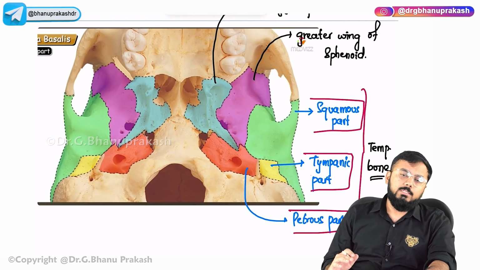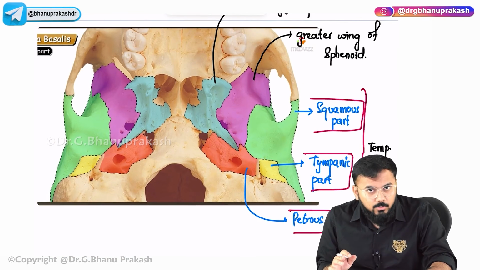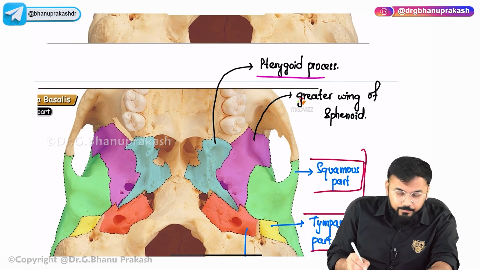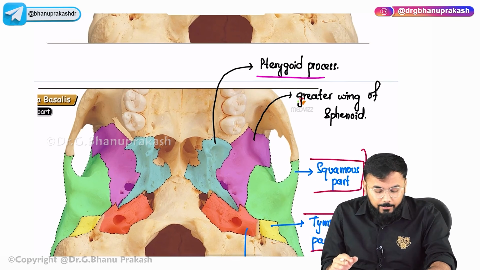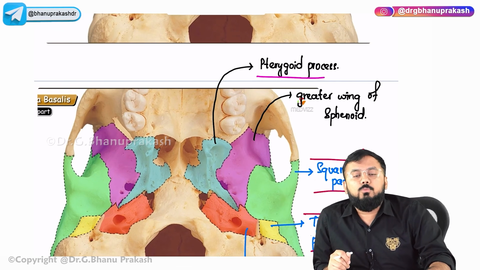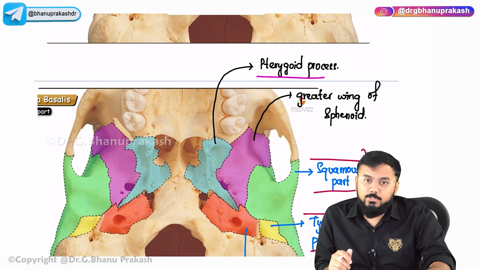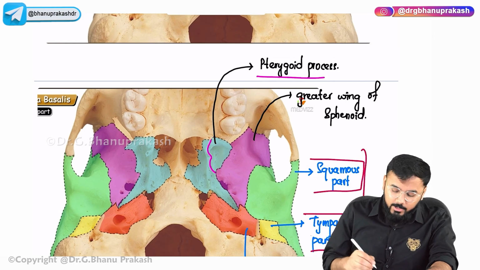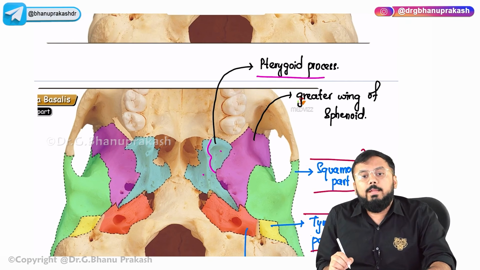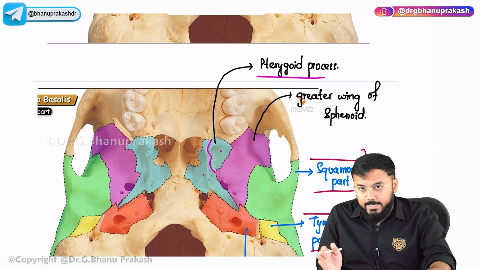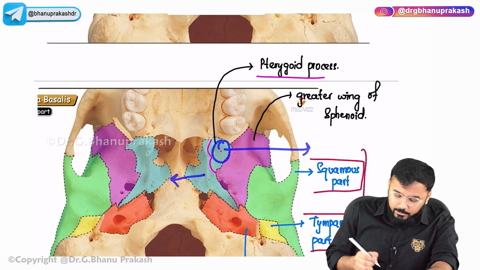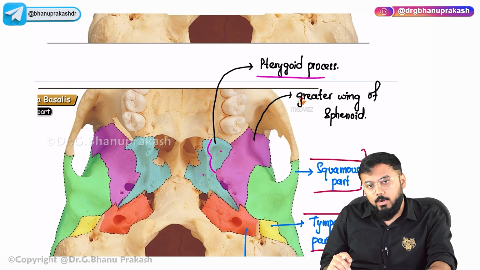Now, apart from this, another important thing you need to know is that this process is called the pterygoid process. Within the pterygoid process, there are two plates, called pterygoid plates. See, here I am drawing these two plates like this. One is called lateral, another is called medial. This part is outside, this part is a little bit inside.